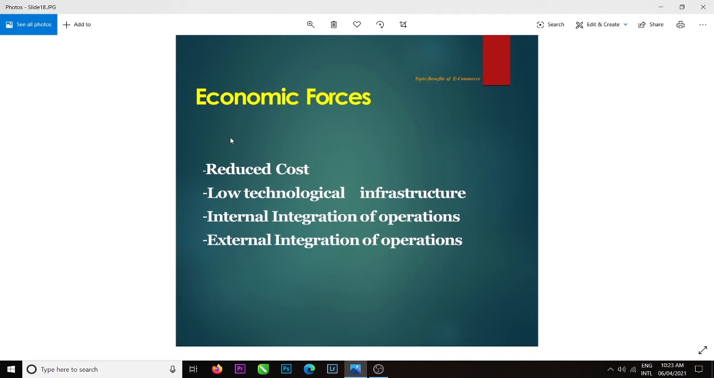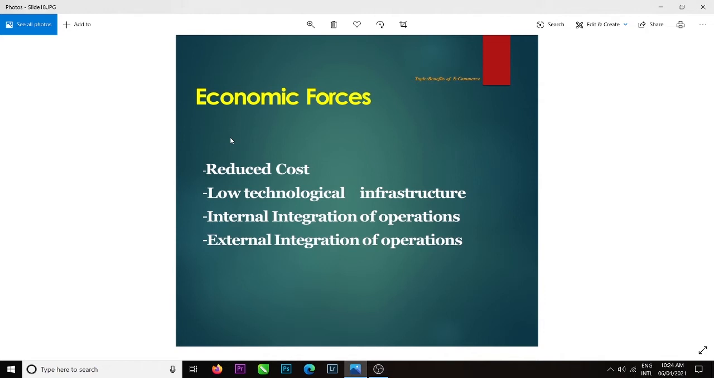Economic forces. People's income in India is very low, so they cannot afford goods which are high cost. But if the goods are shifted from the manufacturer to the consumer directly, then the cost will be reduced. That is why, for the purpose of reducing cost, the Indian government was forced to shift from traditional to e-commerce.